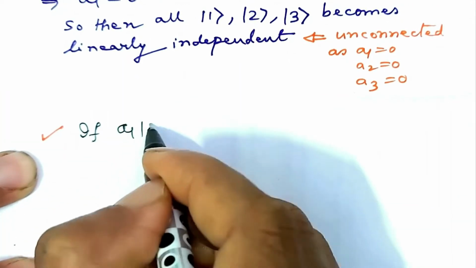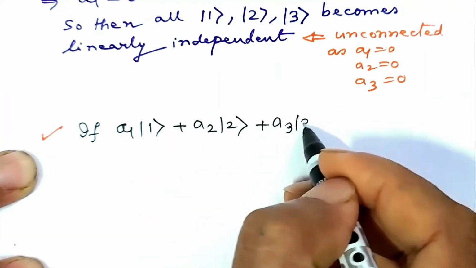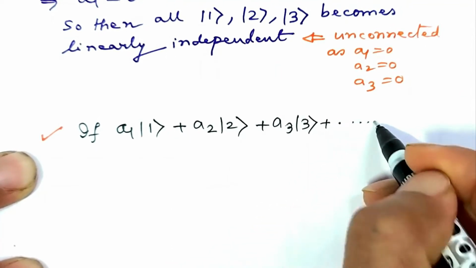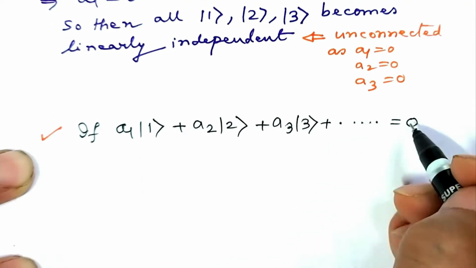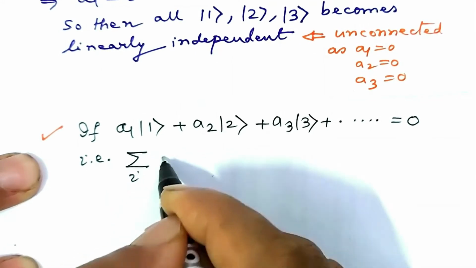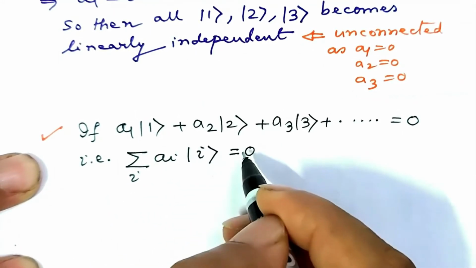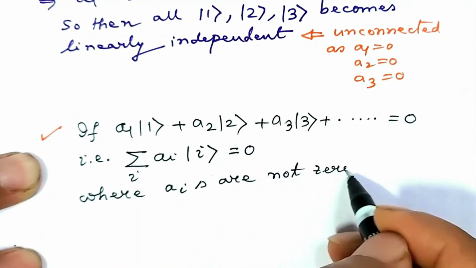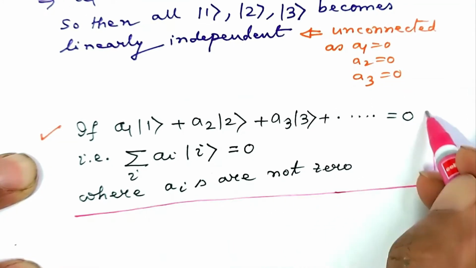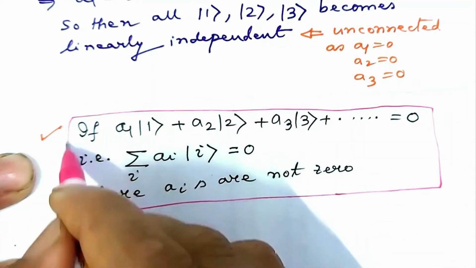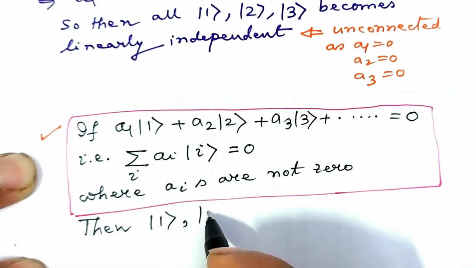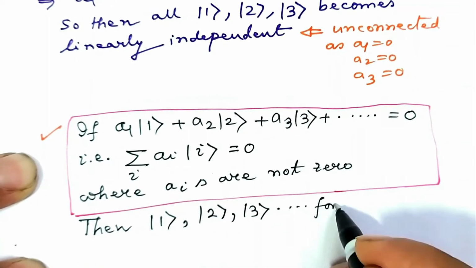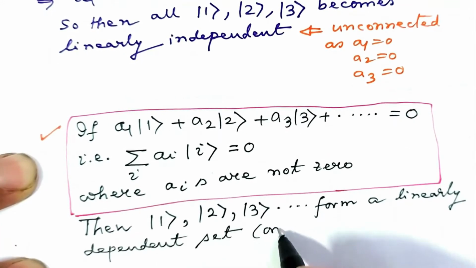If a1 ket1 plus a2 ket2 plus a3 ket3 plus etc. is equal to 0, that is, summation over i, ai ket i equal to 0, where the ai's are not equal to 0, that is a1 not equal to 0, a2 not equal to 0 and so on and so forth, then ket1, ket2, ket3 etc. form a linearly dependent set or combination.